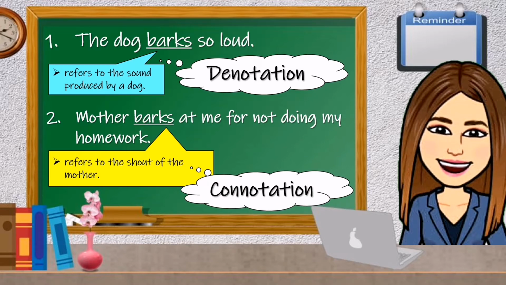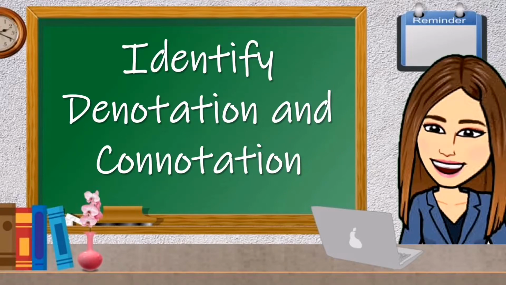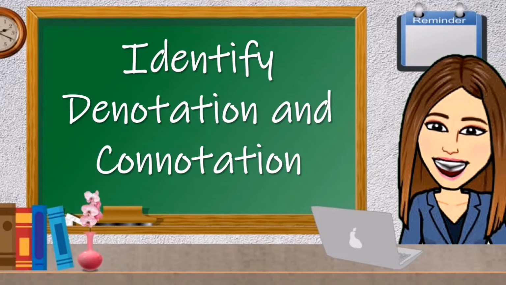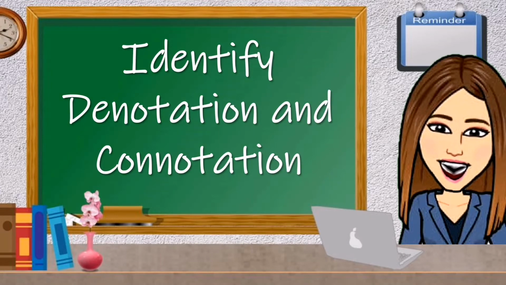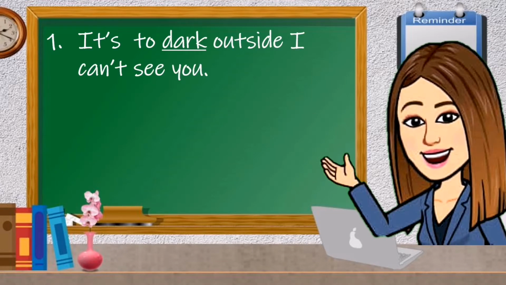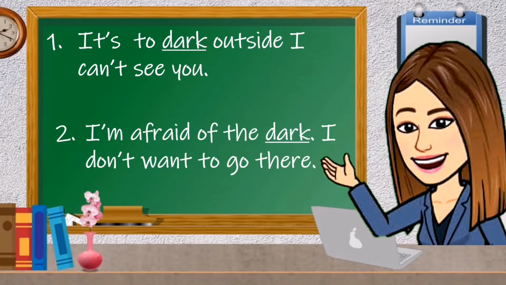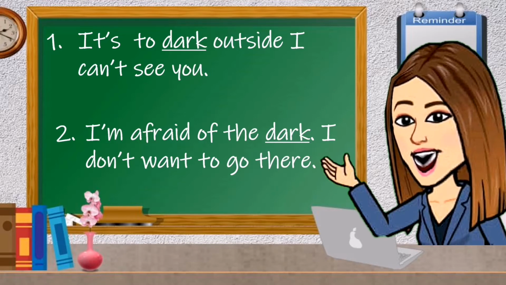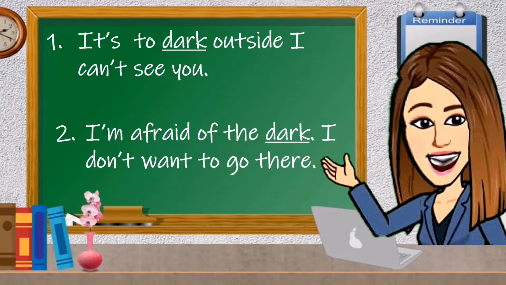Now, let's have an activity. So we are going to identify denotation and connotation from the given sentences. Are you ready? Let's get started! I have here 2 sentences. First, it's too dark outside. I can't see you. Second, I'm afraid of the dark. I don't want to go there. Which is the example of denotation and the example of connotation from the 2 sentences?